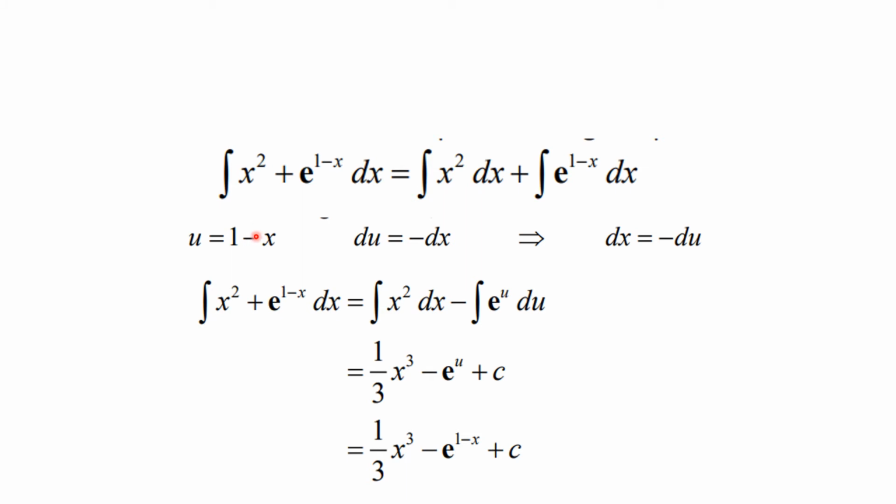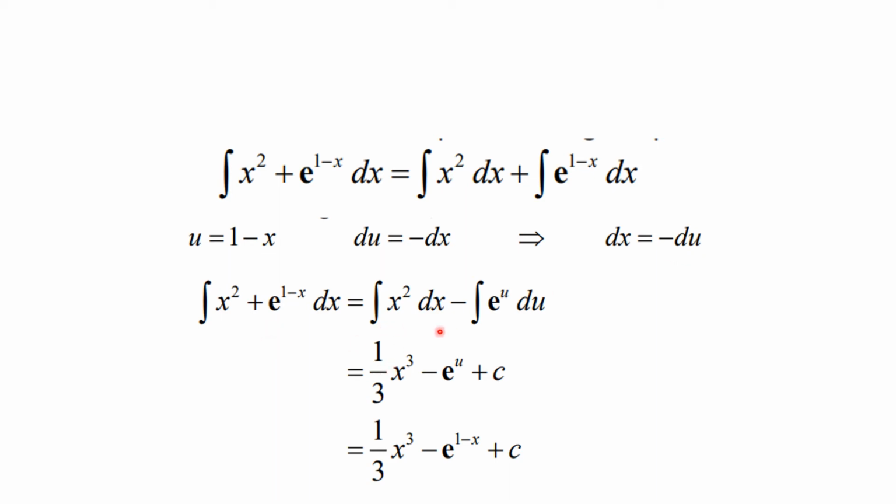Let's see how you did. Now, this first term is just x squared dx. We know how to do that, so we're going to just leave that alone. But here I need to do a u substitution. So here I'm going to let u equal 1 minus x, then du is going to be minus dx, and then dx is going to equal minus du. So now I'm doing a u substitution.